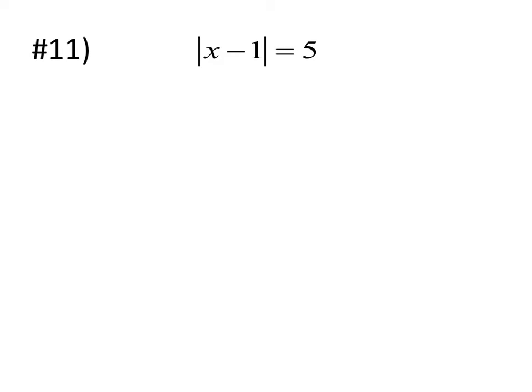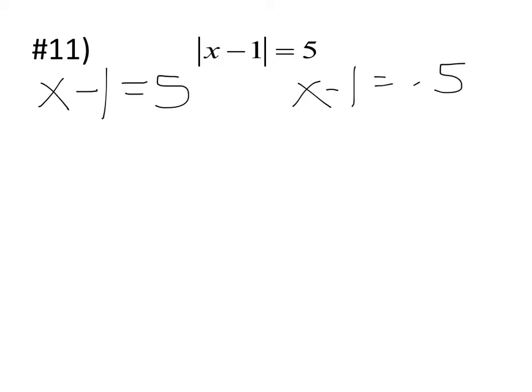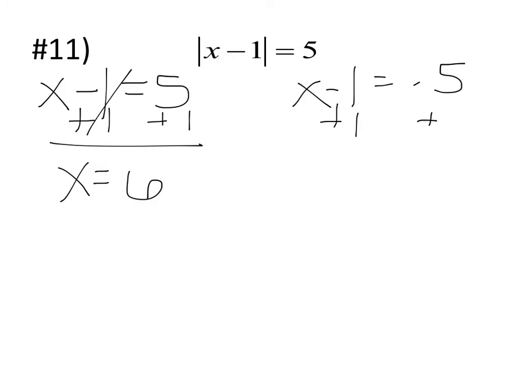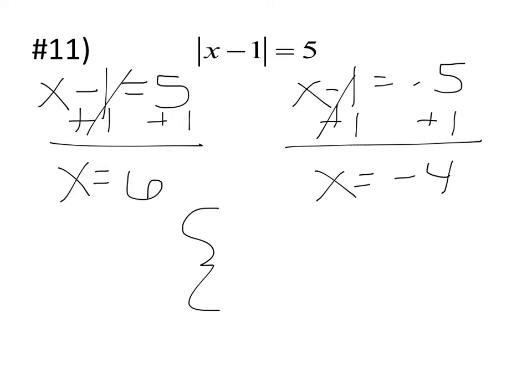Alright, number 11. The absolute value of x minus 1 is equal to 5. So remember, when you have an absolute value equal to something, the way that you get rid of these absolute value bars, and you can't do anything with anything inside of the absolute value until you do this, is to break the equation into 2 problems. x minus 1 is equal to 5, and x minus 1 is equal to negative 5. So here you're going to add 1 to both sides, giving me x is equal to 6. And then here you're going to add 1 to both sides, giving me x is equal to negative 4. So your solution set is negative 4 and 6.